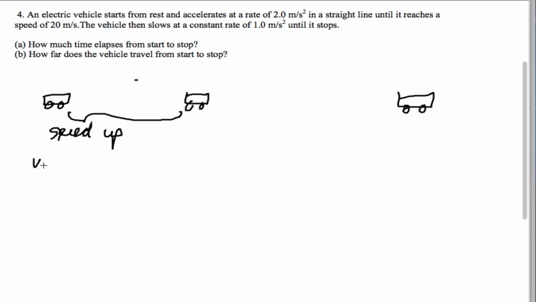Okay, now right here we've got one part where it's speeding up, and we've got an initial speed of 0. We know that its final speed is 20. It's got an acceleration of 2. We don't know the time. We're going to say it starts from 0. And we don't know where it ends up.